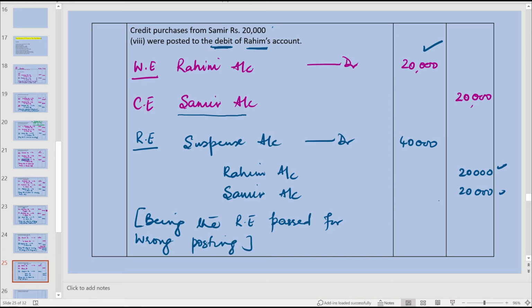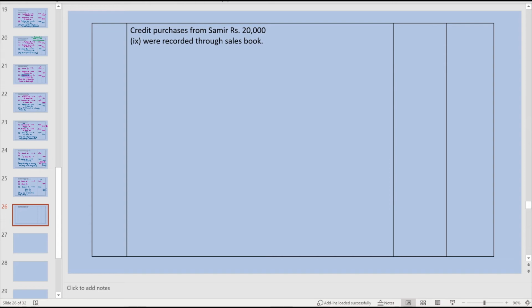Let's go to the next one. The last one probably. Yes, this is the last one. Credit purchases from Samir, rupees 20,000. It was recorded through sales book. Now instead of purchases book, they have done it in sales book. You know sales book always has credit transactions. Always we pass, the credit side of it gets affected, whereas in purchases it's the debit side.